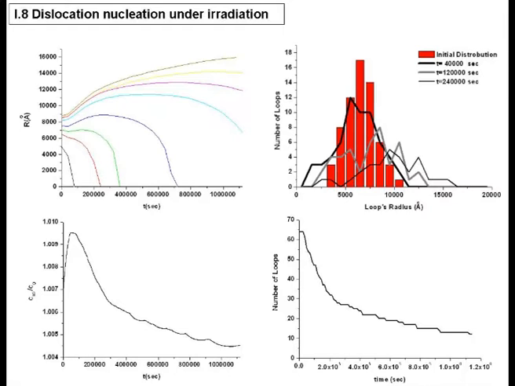So here you have the loop distribution, and you can see that at the end, you have bigger loops. So the peak is more on the right. It has been shifted to the right. And the number of loops also decreased much like that. So you have less and less loops, and they are bigger and bigger in size.